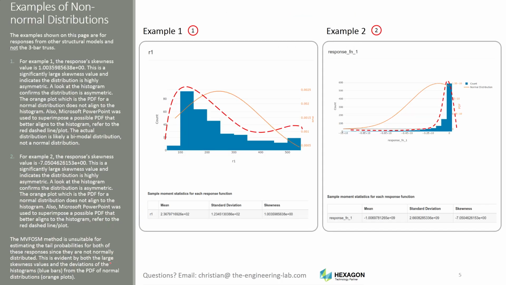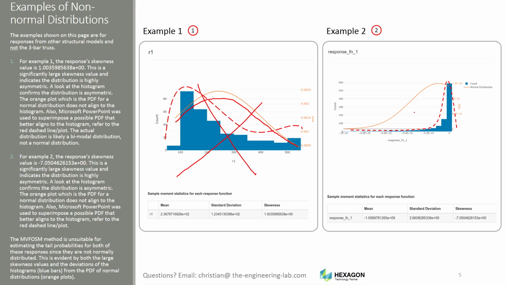Now on this slide are some examples of non-normal distributions. So here on the left is one example. We ran the black box function for all these different uncertain variables. We created the histogram, and then we tried to fit a normal distribution that is in this orange line. But you can see that the histogram does not align to the normal distribution. So this is evidence to us that the actual distribution is non-normal. So the MVFOSM method cannot be used for this example since, again, the distribution is not normal.